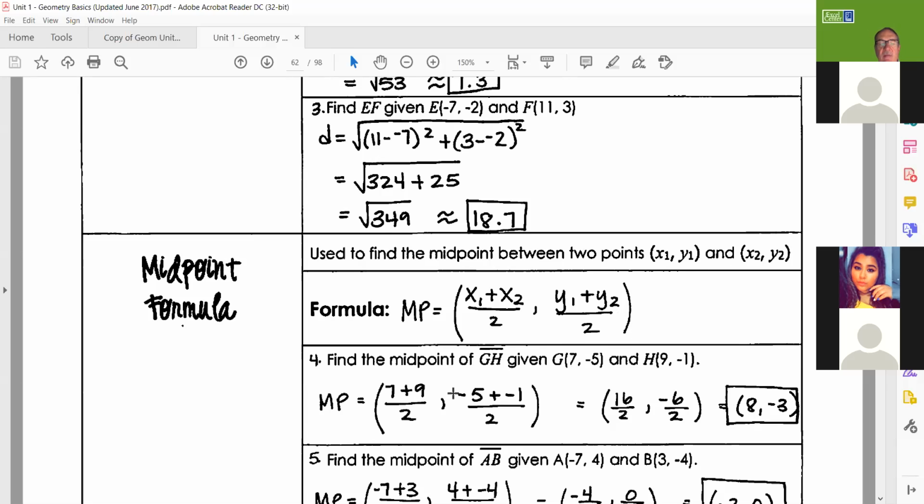So here are my x values, 7 and 9. Add those together, divide by 2. My y values are -5 and -1. Add those together, you get -6. Then you come up with your average, and you've got this value for the point that's right in the middle, 8, -3.